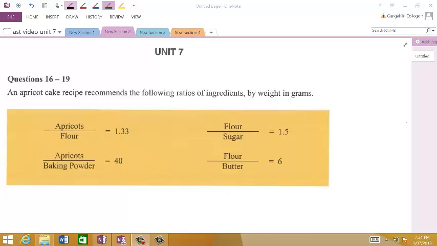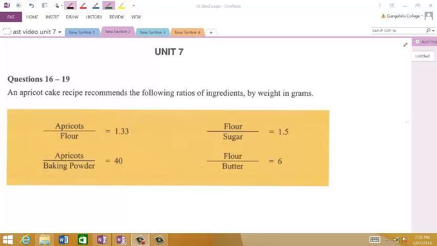In this series of videos we're going to look at Unit 7 of the multiple choice of 2017. The stimulus for questions 16 to 19 is this. An apricot cake recipe recommends the following ratios of ingredients by weight in grams.